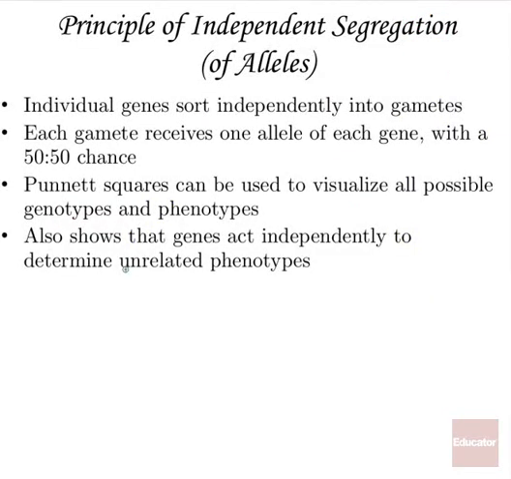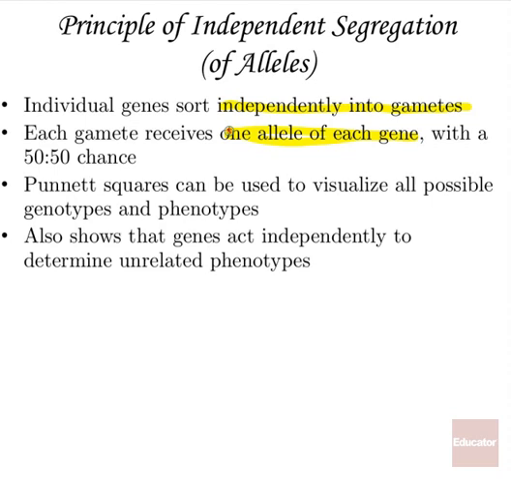Now, Mendel's principle of independent segregation, he's talking about the alleles. Individual genes will sort independently into gametes. So say your chromosome 1 and chromosome 2, your gene 1 and gene 2 don't necessarily always have to go into the same sperm or same egg. They can go into different ones. Each gamete receives 1 allele of each gene with a 50-50 chance. And we can use Punnett squares again to visualize the possible genotypes and phenotypes.